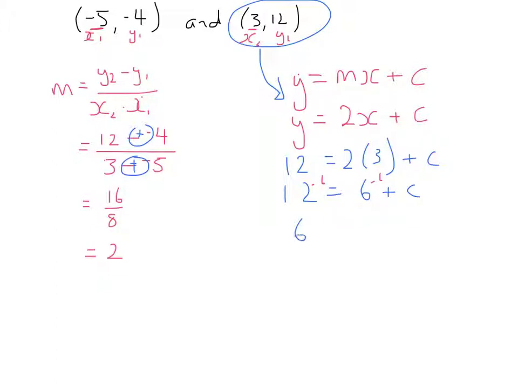12 take away 6 is 6, those two cancel down, so 6 is equal to c. That now tells us that we have our m value, we have our c value, so our equation is y is equal to 2x plus 6.